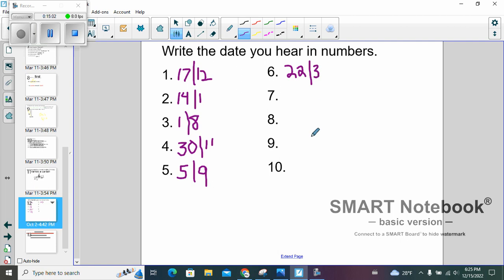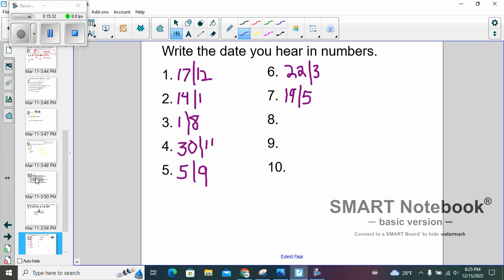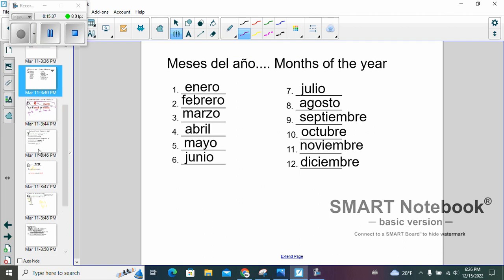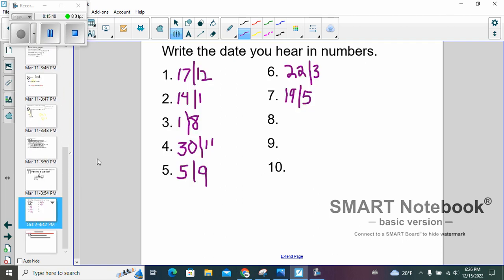Number 7. Es el 19 de mayo. That would be May 19th, or 19/5. Now, if while you're hearing these, you don't remember which month is which, you can always look back to our list on page 5.